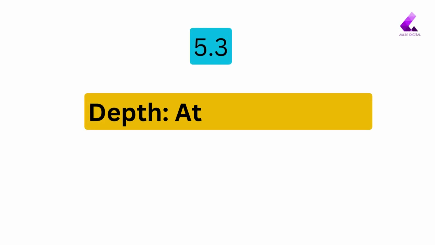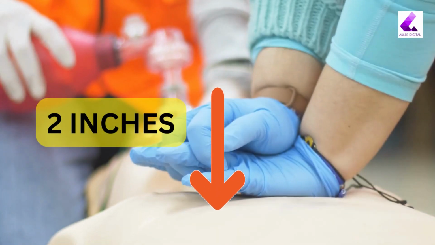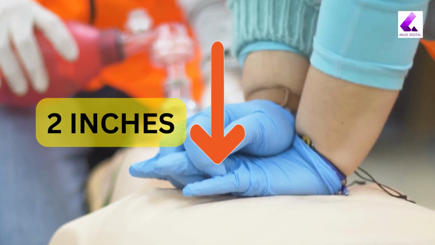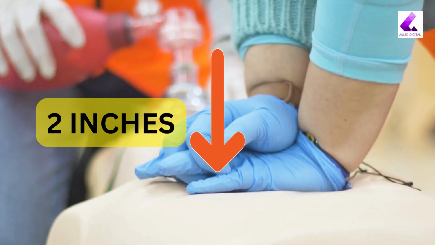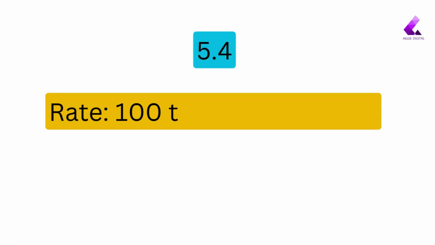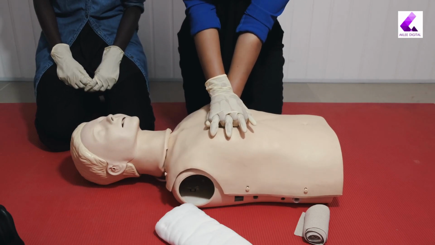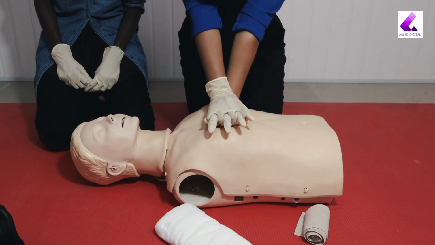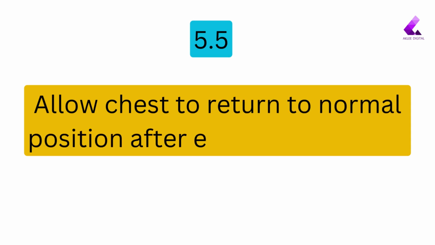Depth of compression should be at least 2 inches. Rate should be between 100 to 120 compressions per minute. Allow chest to return to normal position after each compression.